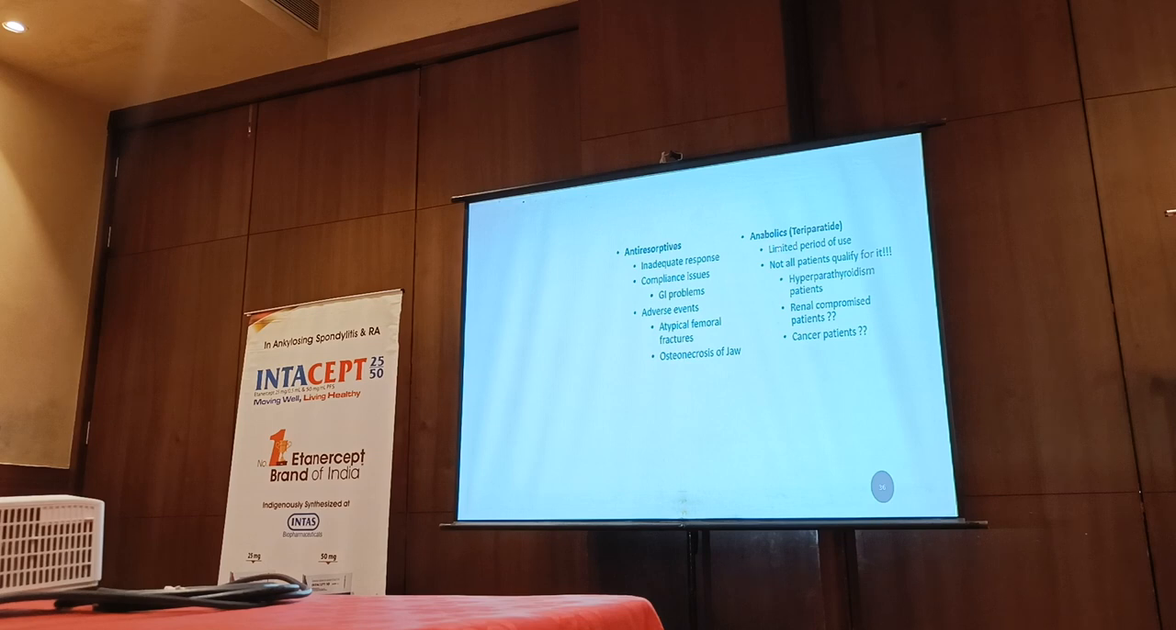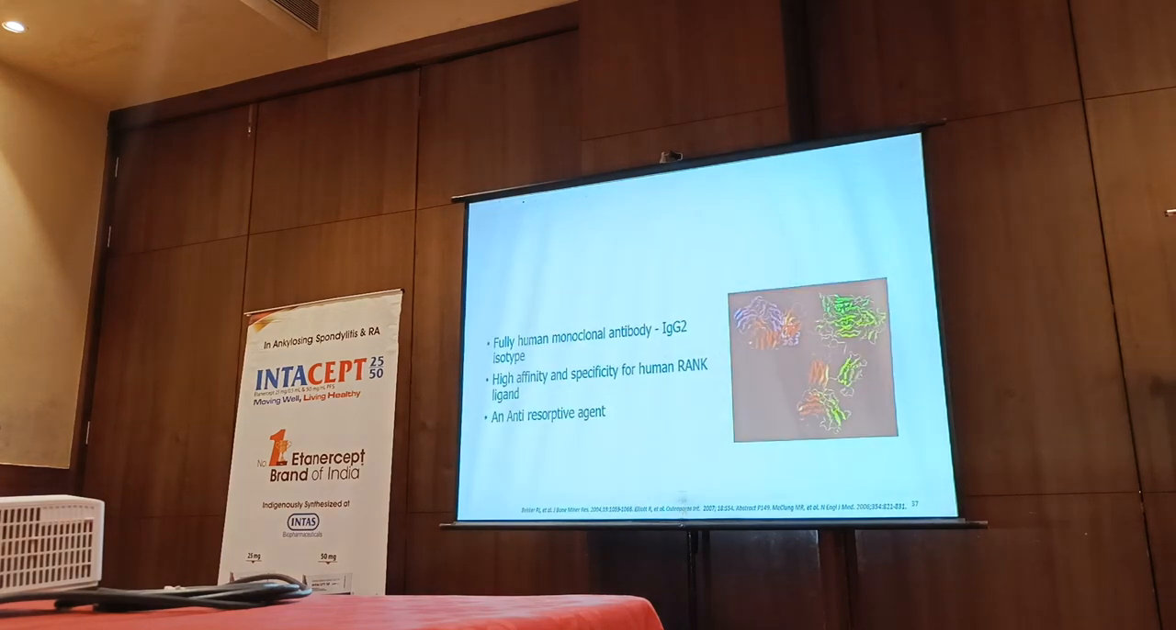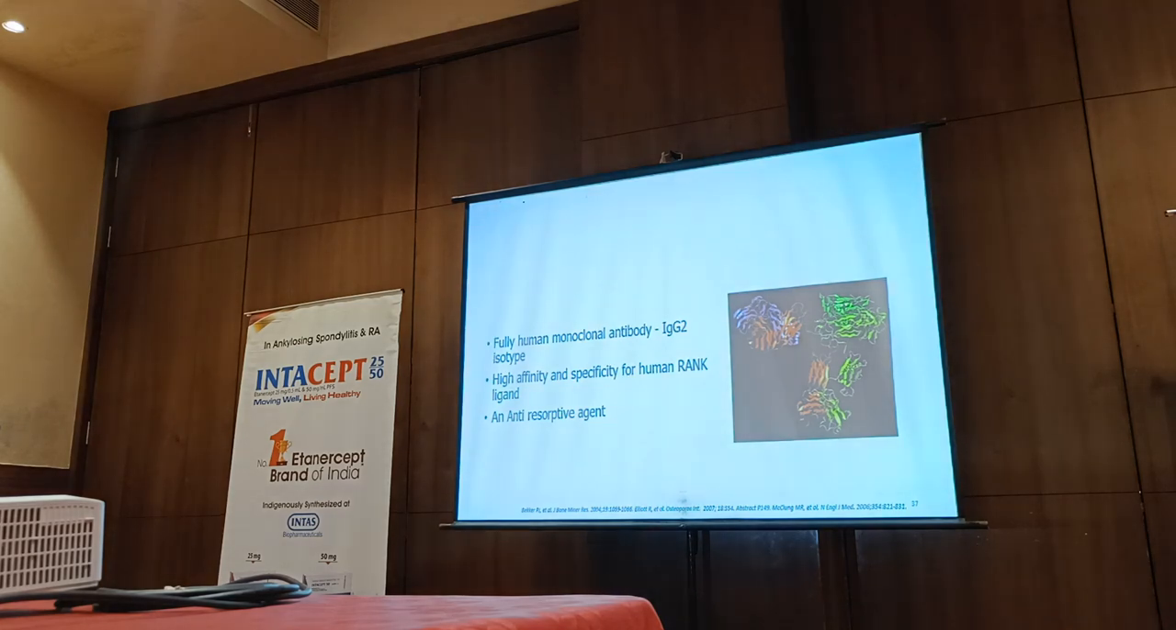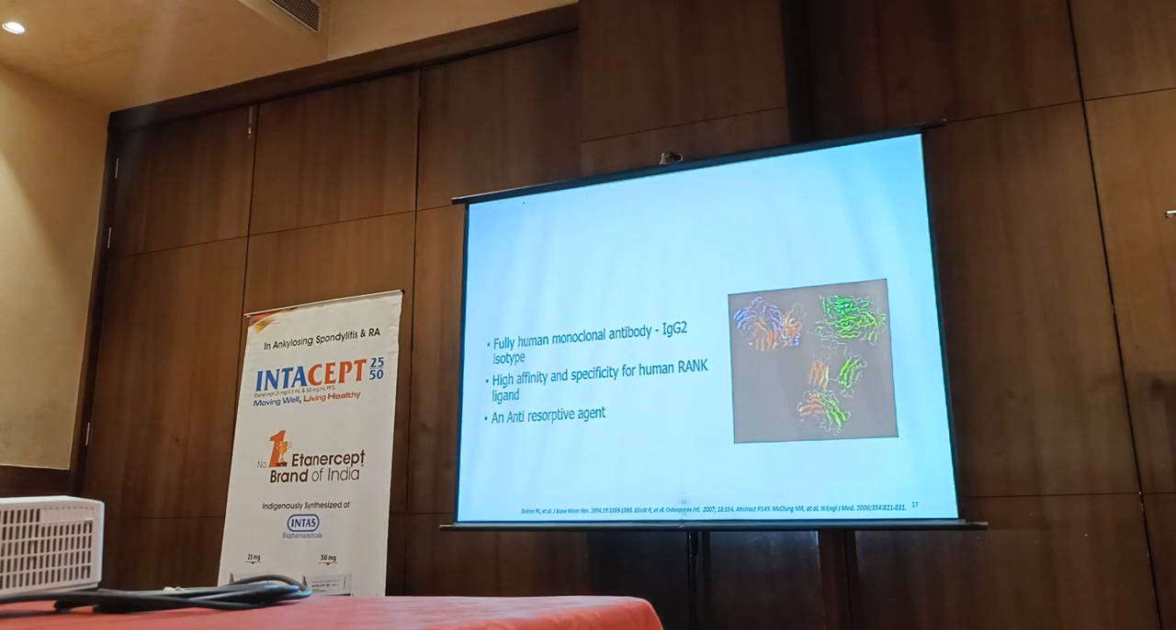Anti-resorptives, anabolics, we have already seen. Now it's a fully humanized monoclonal antibody. It's an IgG isotype with high affinity and specificity for human RANK ligand. We have already seen that the RANK molecule has an important role in bone resorption, and RANK facilitates bone resorption. So it has high affinity and specificity for the human RANK ligand and it has anti-resorptive activity.